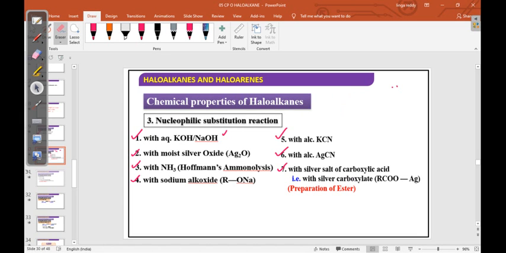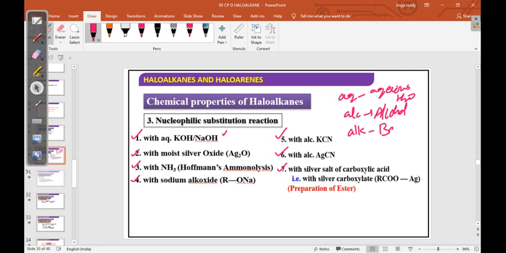AQ means aqueous. That means water. Alc means alcohol, that is, dissolved in alcohol. Then Alk is there, that is alkaline, that means base. Okay, these are the short forms.